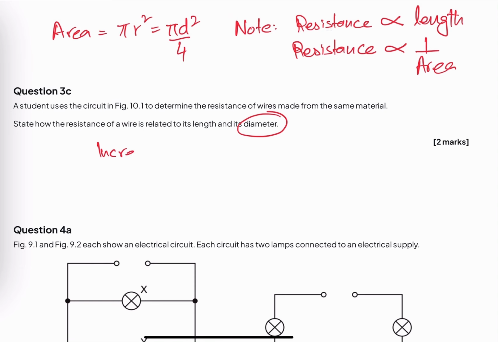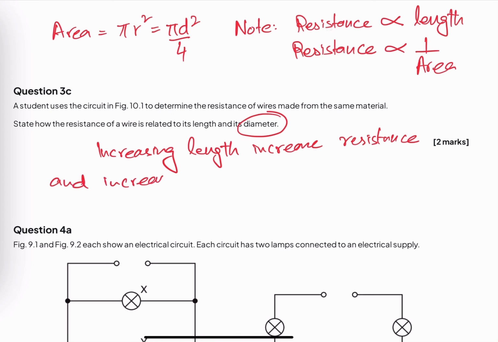Increasing length increase resistance, and increasing diameter decrease resistance.